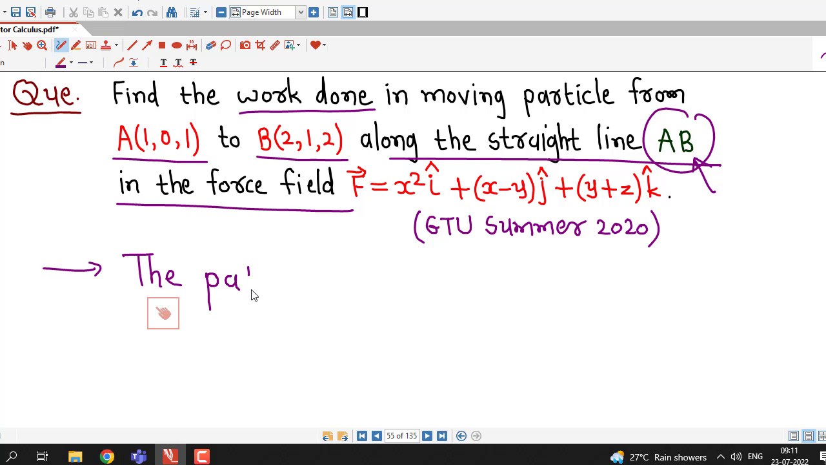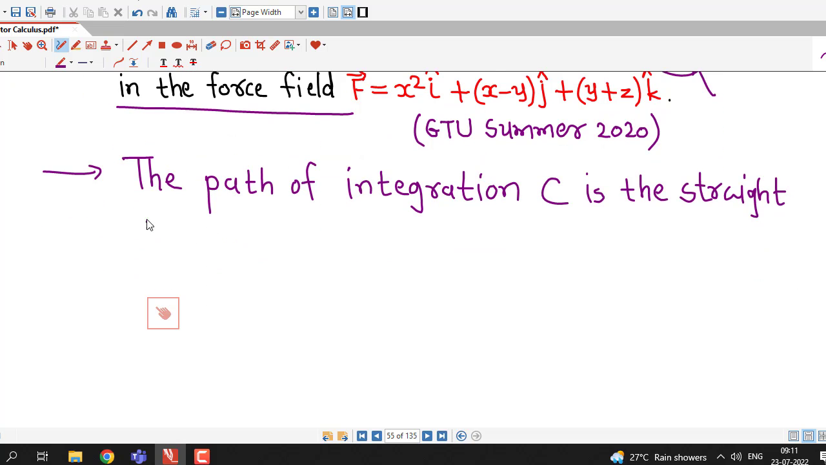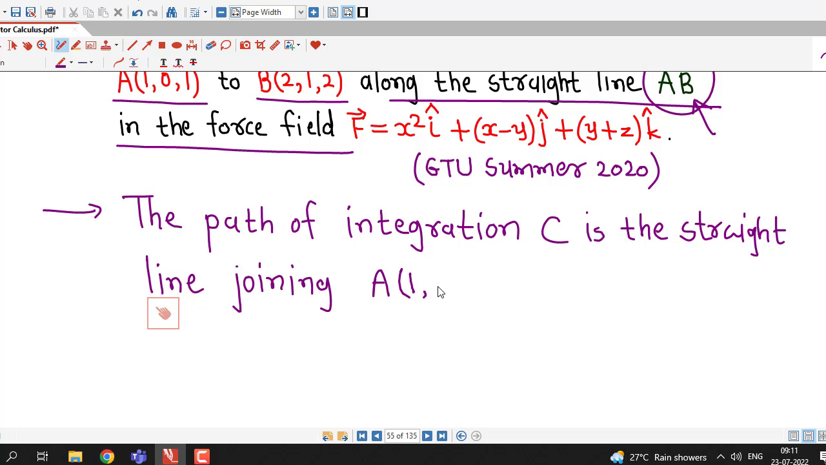So first we write that the path of integration, or the curve along which we have to find the integral, is the straight line. The path of integration, which we generally denote by C, is the straight line joining 2 points, and these 2 points are given in R3. So this straight line is a line in R3 or in space, joining points capital A and B. A has components 1, 0, 1 and B has components 2, 1, 2.